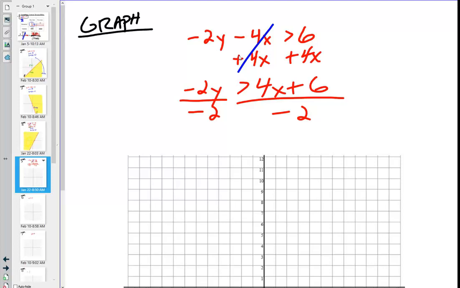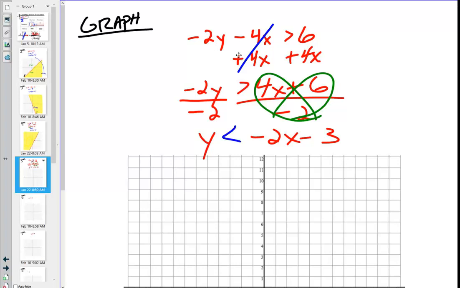The inequality sign flips. So, yes, I'm going to have my y. I can divide each of these by -2, so I would get -2x and -3. But now, instead of the mouth facing towards the left, now the mouth is going to face towards the right.